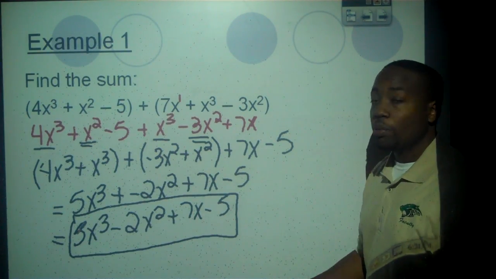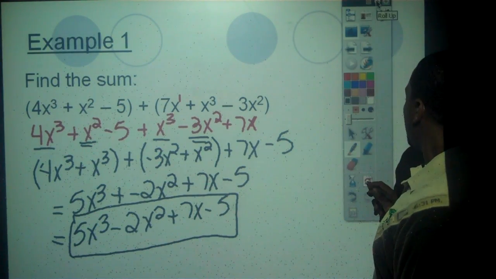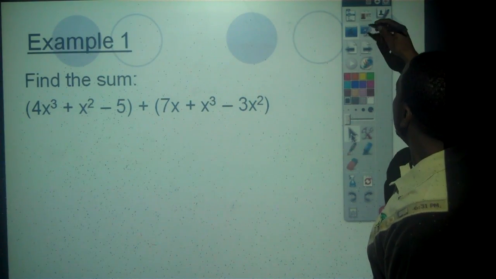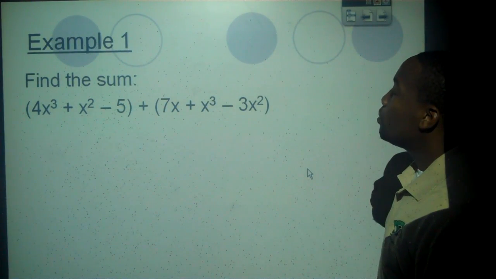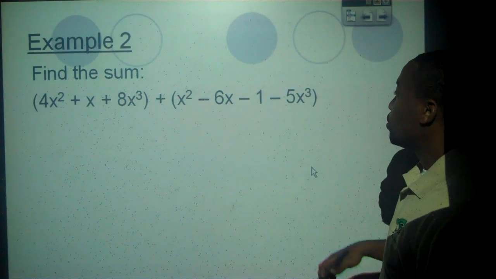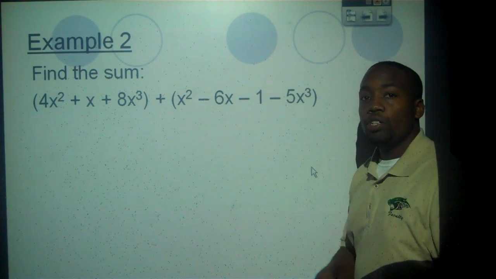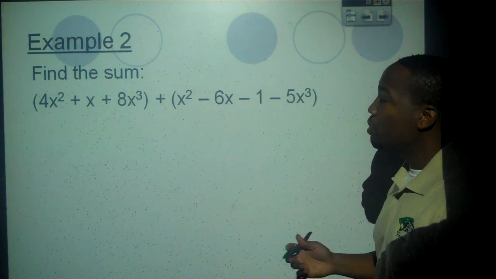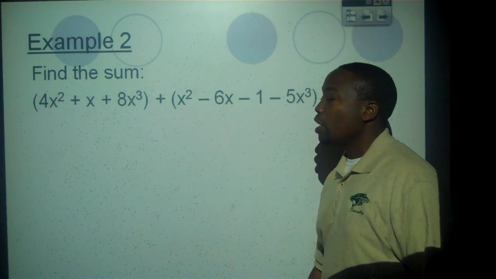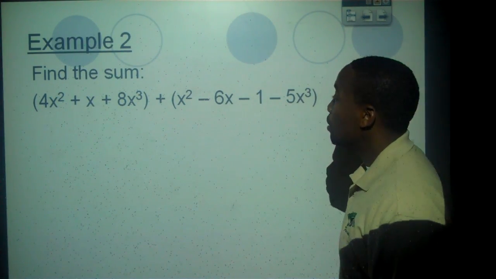Now, let's look at another example. So let's go to example 2. Try to do this one on your own real quick. Pause me for a second. Try to do this one on your own. If not, I'm going to go ahead and show you how to do it.